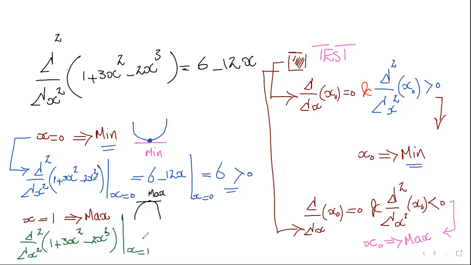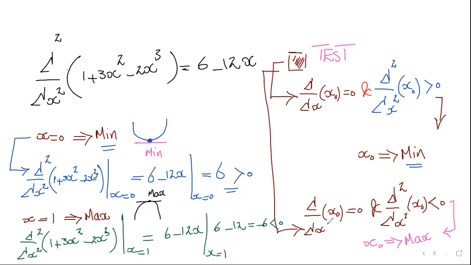Evaluated at 1 is 6 minus 12x. Evaluated at x equal to 1 becomes 6 minus 12, which is minus 6, and this is negative. It confirms also the second derivative test.